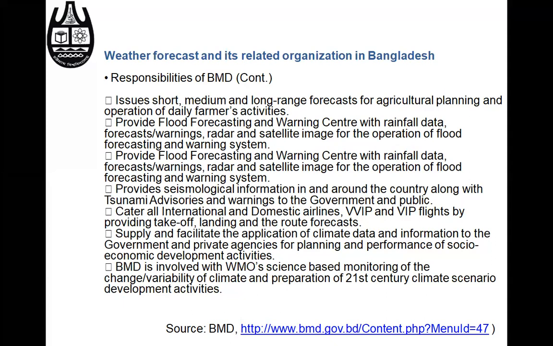Besides those, one of the other important collaborations of the BMD is with the World Meteorological Organization, by providing data sets to find out the climate scenario in the 21st century. The World Meteorological Organization is very much interested in finding out the scenarios of the 21st century, which are going to change depending on many activities and decisions. So they collect this information from the BMD, analyze it, and finally produce these scenarios.